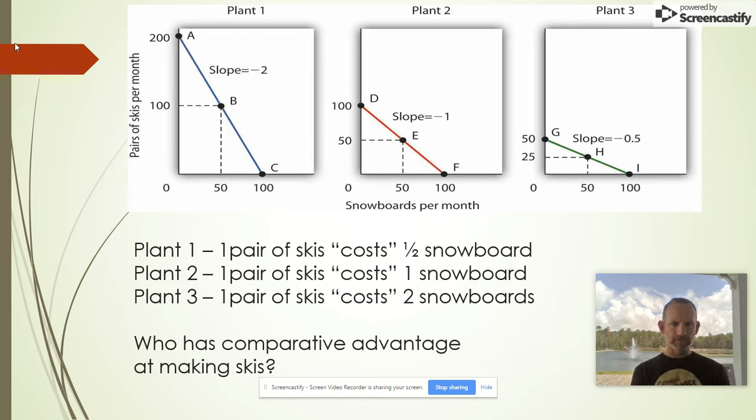Now let's flip it around. Who has comparative advantage at making skis? Now I've just flipped over, or inverted, those ratios, and you should see that plant 1 has the lowest opportunity cost and therefore has comparative advantage at making skis. Again, make sure that makes sense. I'm not going to give you much more detail than that, but make sure that makes sense to you. Make sure you can figure that kind of thing out on your own. You'll be doing that in the practice exercises to come.